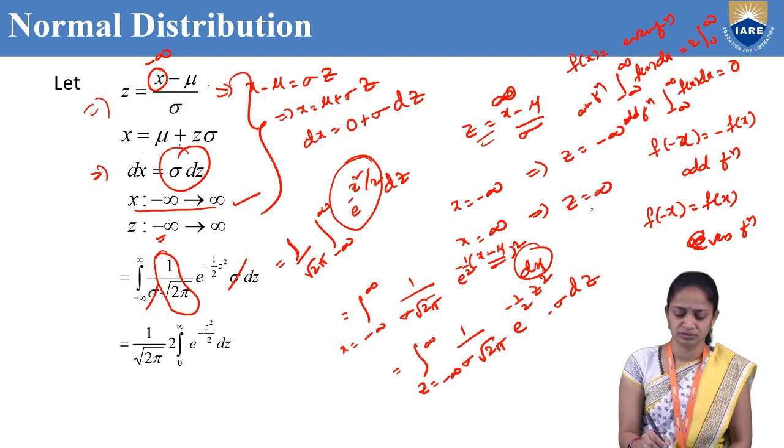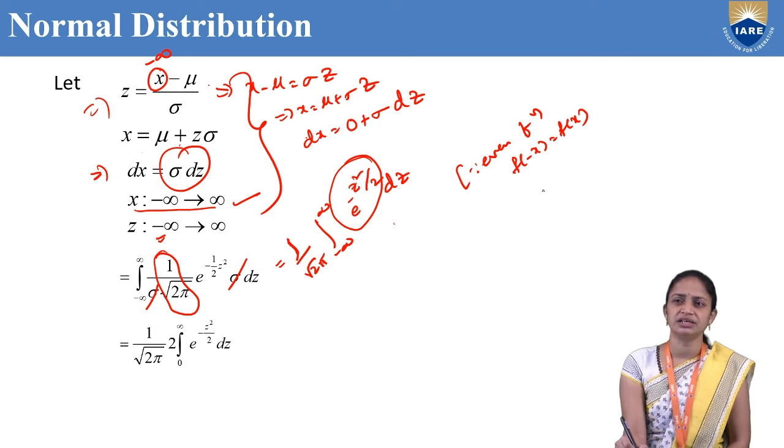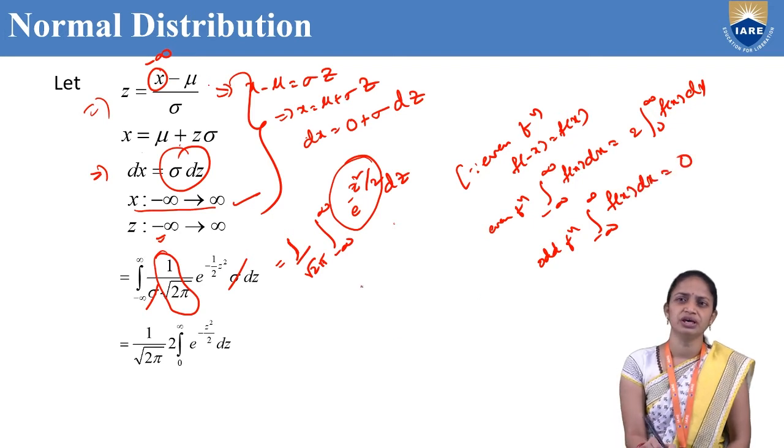Just wait, observe carefully. This is our function, e power minus z square by 2, and this is an even function, because f of minus x equals f of x. For an even function, integration over minus infinity to infinity f of x dx can be written as 2 into integration from 0 to infinity f of x dx. If it is an odd function, it can be written as 0. But this is an even function.